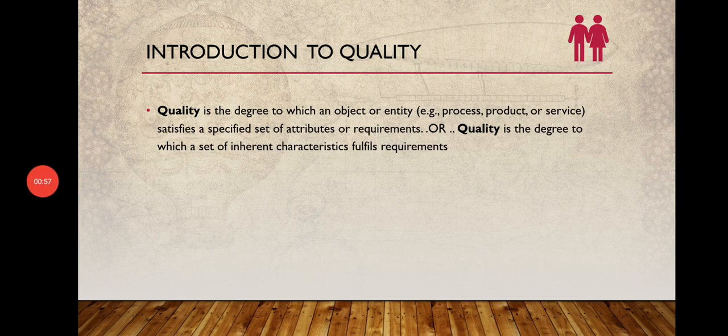Before going to Quality 4.0, first we should understand what quality is. Quality is the degree to which an object or entity satisfies a specific set of attributes or requirements. It totally depends on customer satisfaction. If the quality of the product is good, then the customer is satisfied, or else the industry can lose its customer. Quality can also be defined as the degree to which a set of inherent characteristics fulfills the customer requirements.